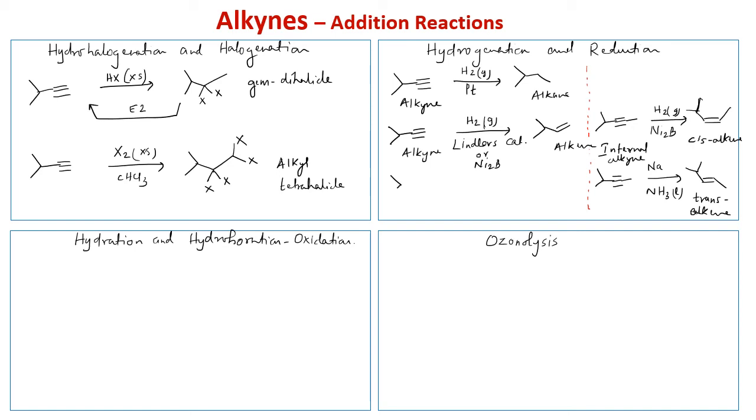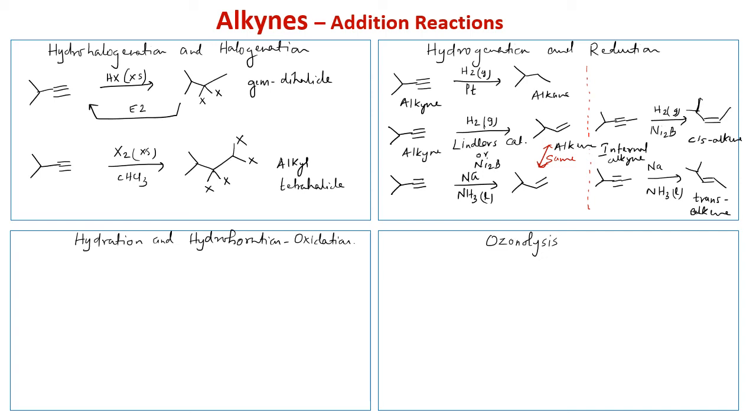Because if we start from a terminal alkyne and do sodium and liquid ammonia on this, my product is going to be this alkene, which is not different from what I get when I use the poison catalyst. So I get the same alkene. So it is for the internal alkynes that this hydrogenation with the poison catalyst versus a reduction reaction matters, because you get the cis or the trans alkene.